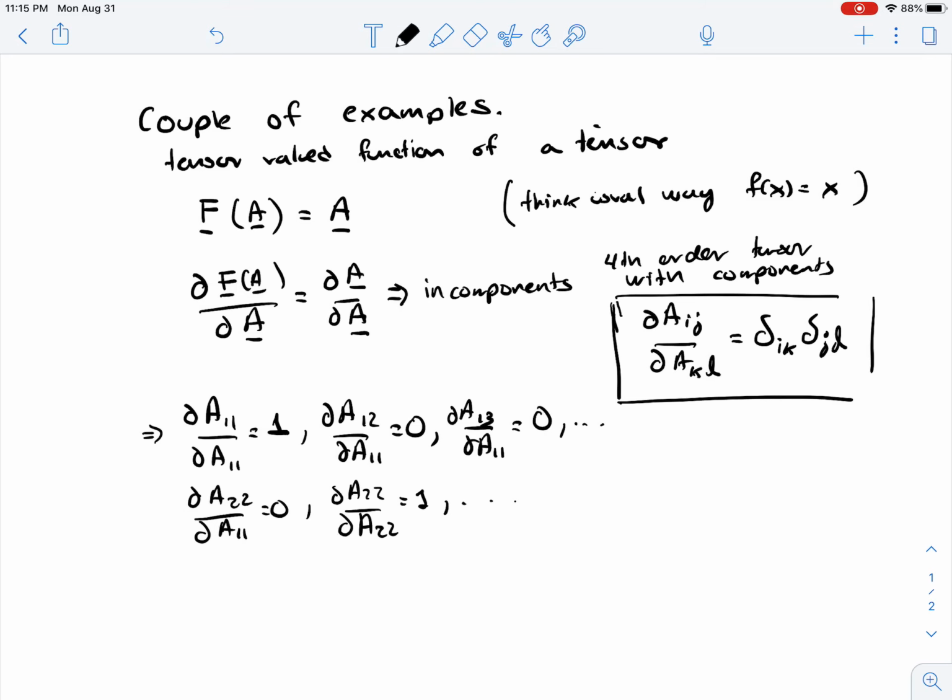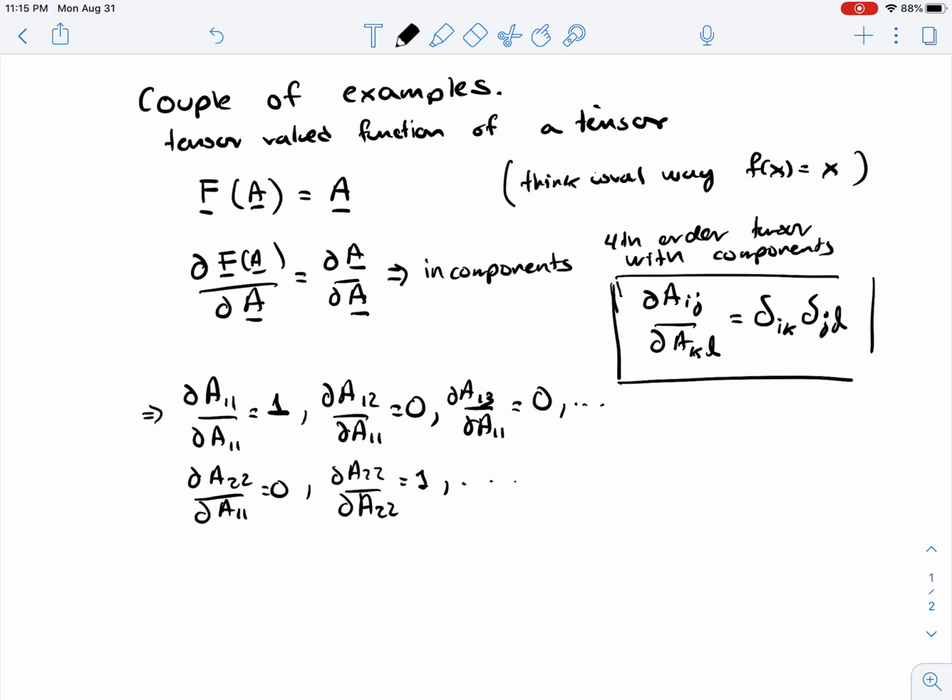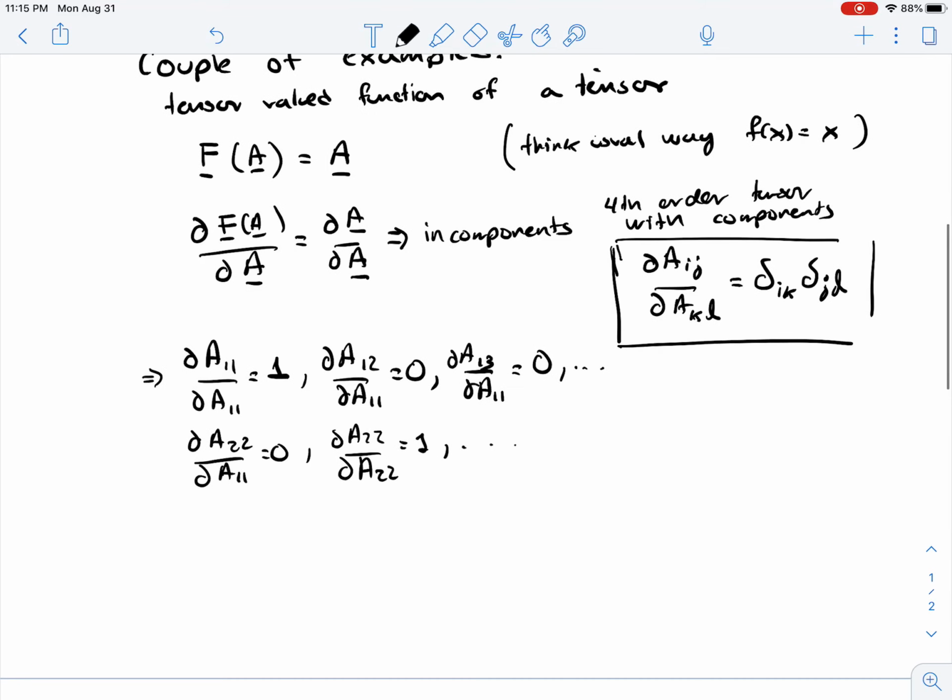All right, just to wrap up these derivatives, I said a couple of examples and then I just gave one example, so I just want to give two more examples. So another one would be a function of a tensor field, but it's a scalar valued function, and that would be the invariant of a tensor. For example, the first invariant of the tensor A.